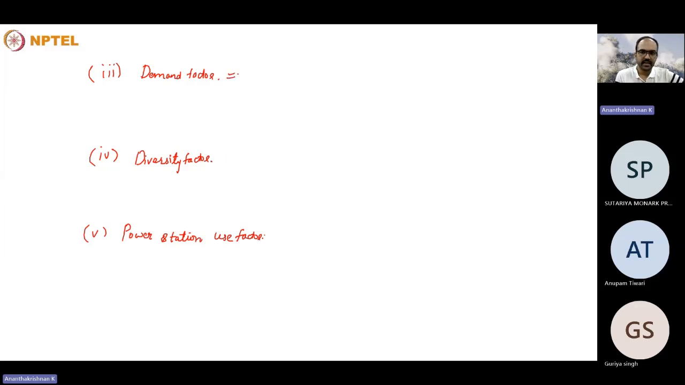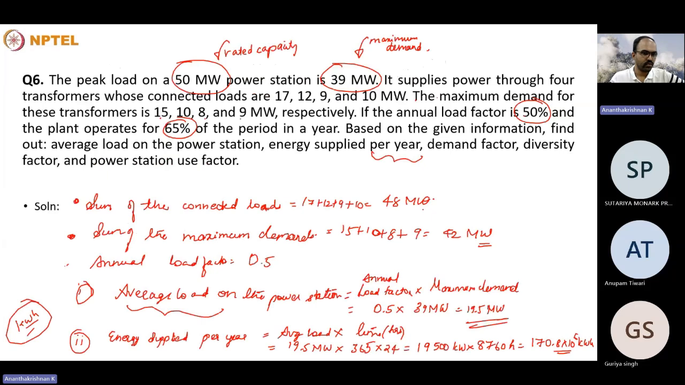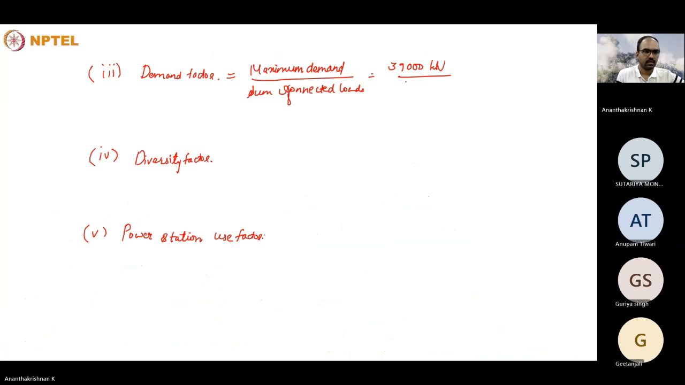So the demand factor is defined as the maximum demand to the sum of connected loads. Maximum demand is given as 39,000 kilowatt. The sum of connected loads in this particular problem is equal to 48,000 kilowatt. So the answer is 0.8125.